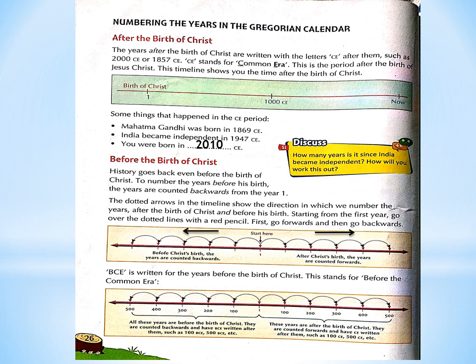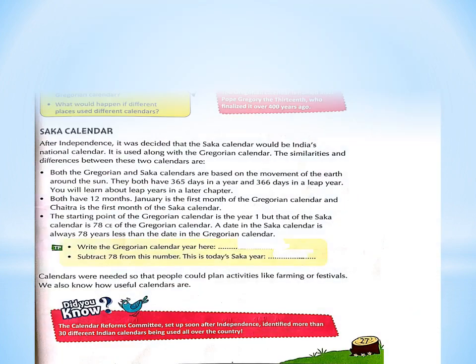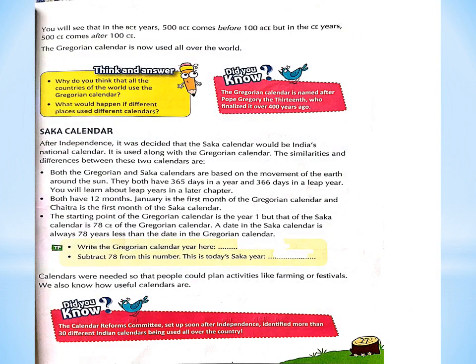Now we will move to page number 27. You will see that in the BCE years, 500 BCE comes before 100 BCE. But in the CE years, 500 CE comes after 100 CE. So that is the difference. The Gregorian calendar is now used all over the world.